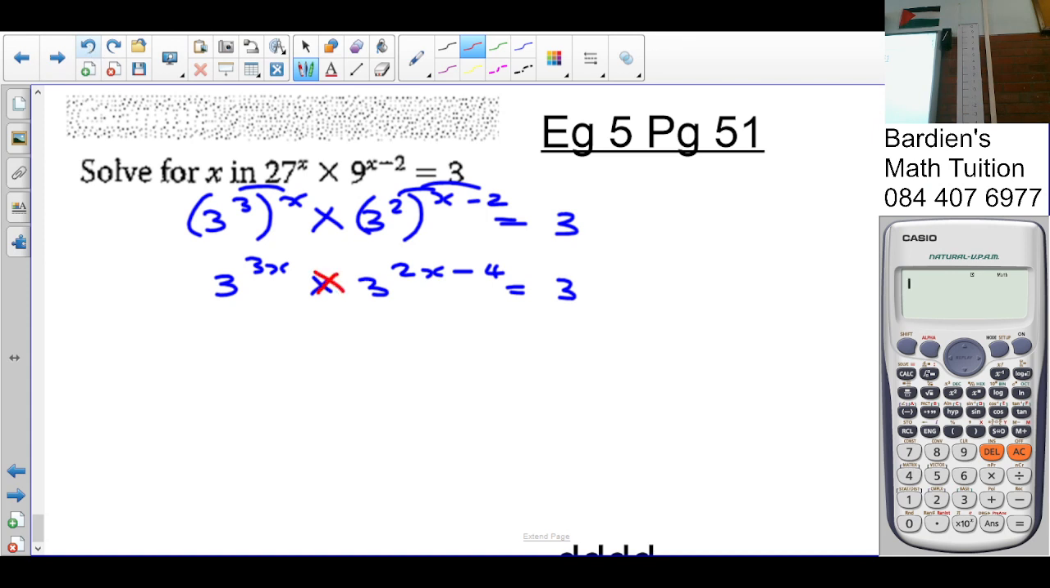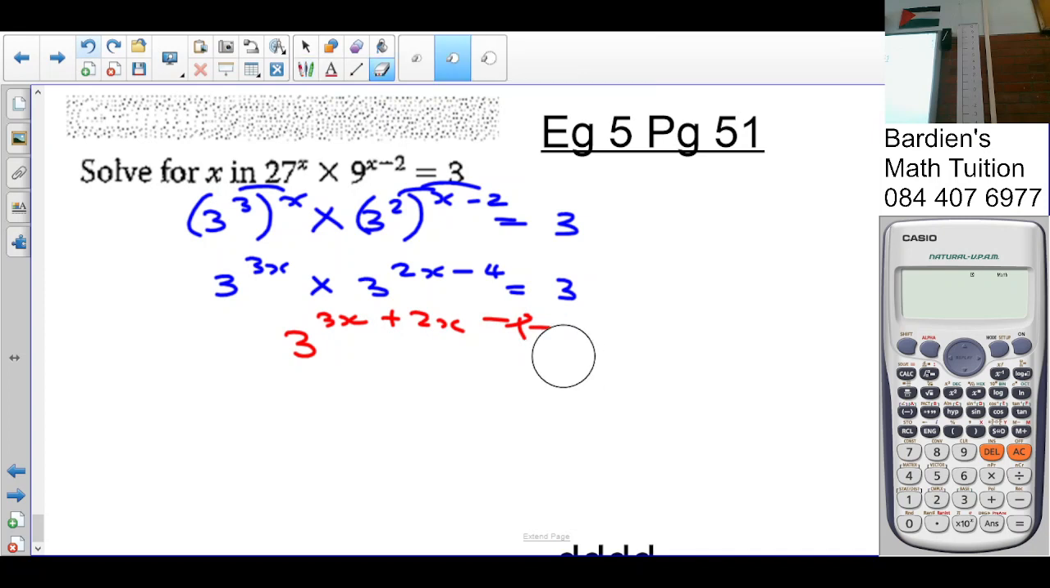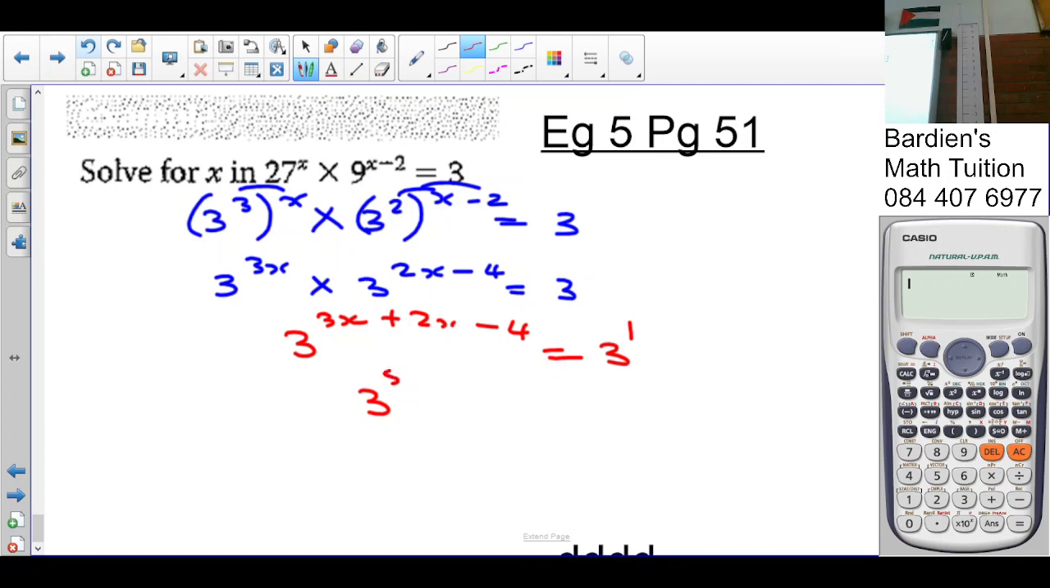People, what do we do when we multiply? Add the exponents. Okay. So that will be simply 3 to the 3x plus 2x minus 4 is equal to 3 to the exponent. This is the basic law of exponents that we apply. Now what can we say? It's 3 to the 5x minus 4 is equal to 3 to the 1.